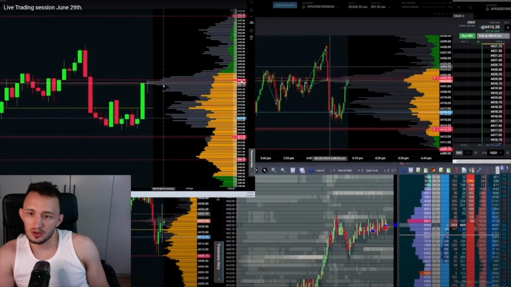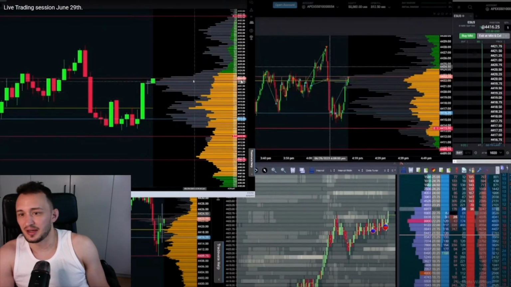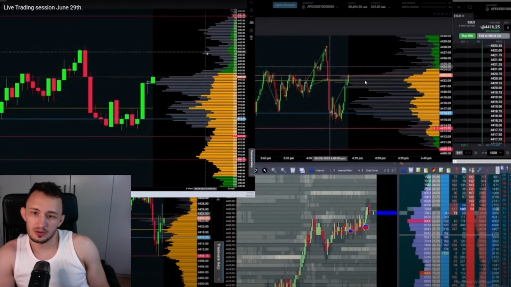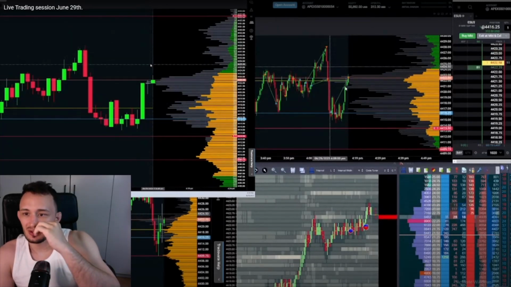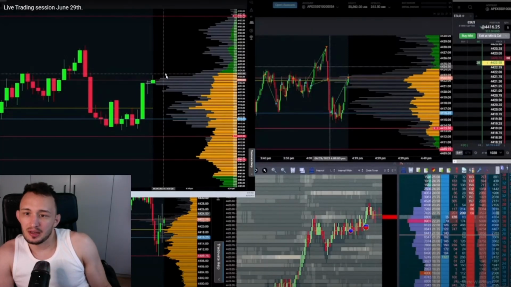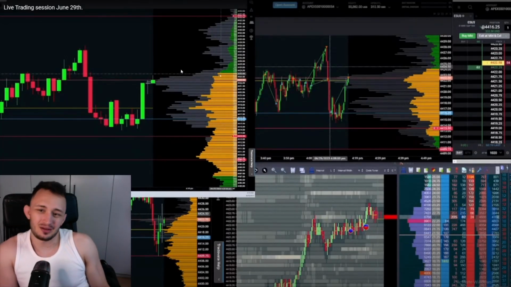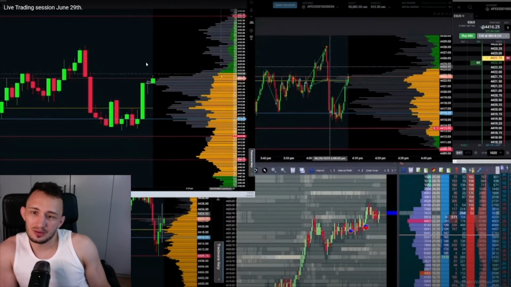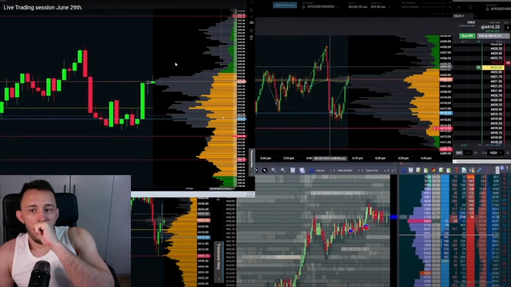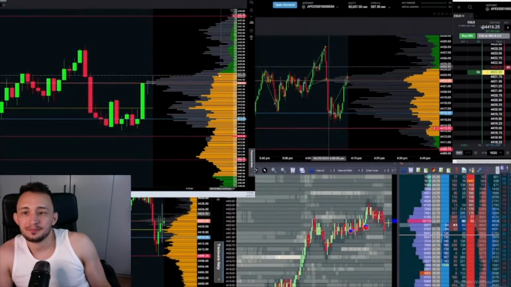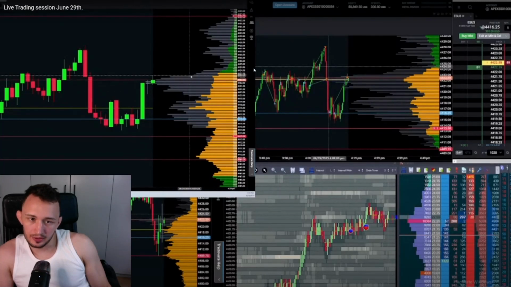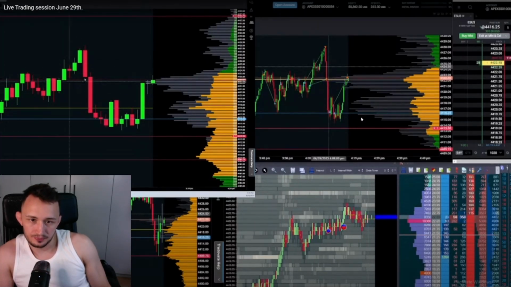I do take one off here, which is fine, I guess. I take partials here on this point of control, because obviously it could theoretically return here, but maybe I could have kept it on as well. I don't really know if it was the best idea, but I think it's fine. It's a good point to take partials, in my opinion.